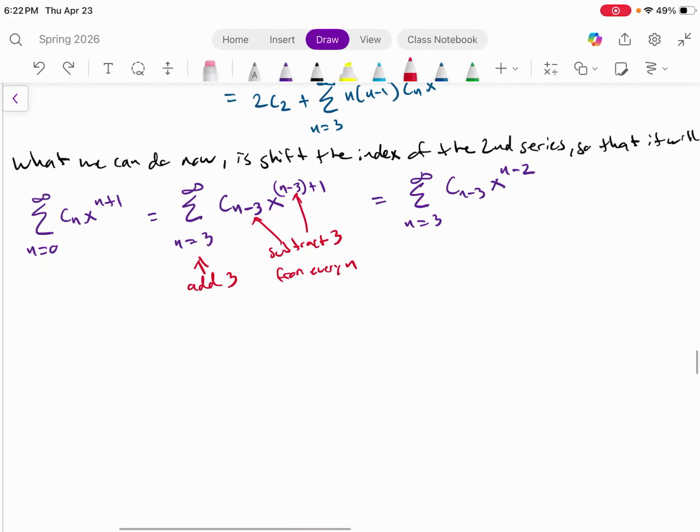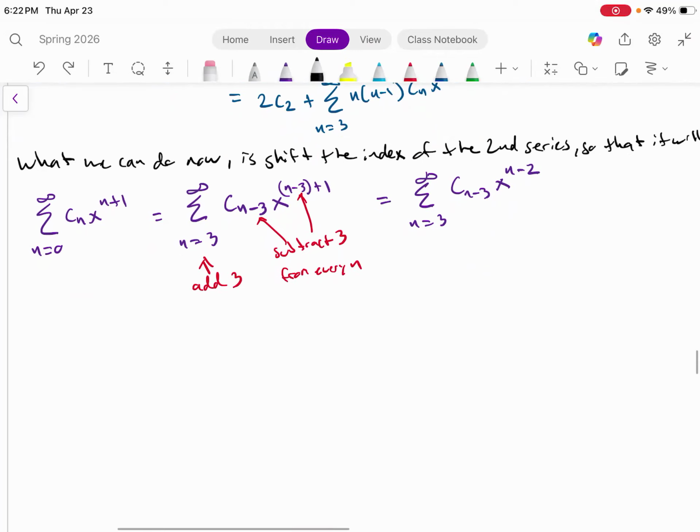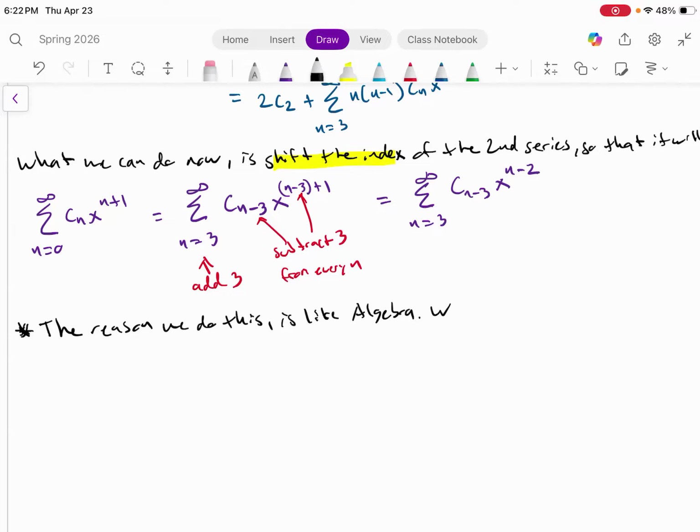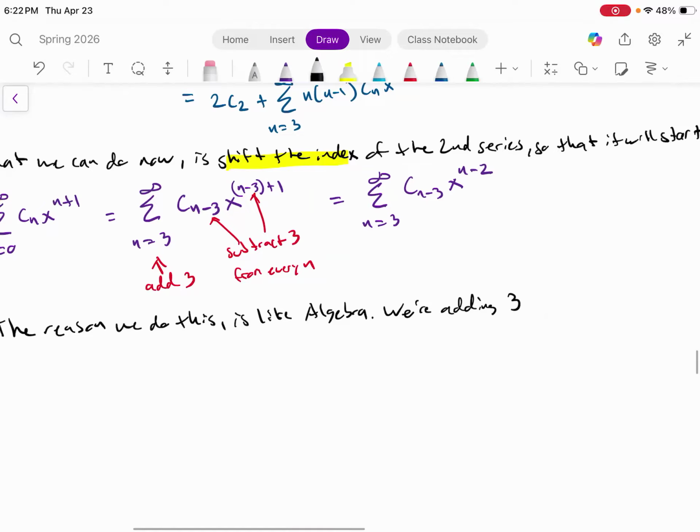Okay, so why does that happen? If you haven't seen this type of index shifting before, it's a very neat tool to have with power series if you can understand how it works. So what is the reason? The reason has to do with algebra. It's like balance, in a way: we're adding 3 to the index.